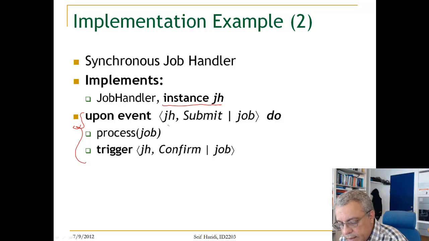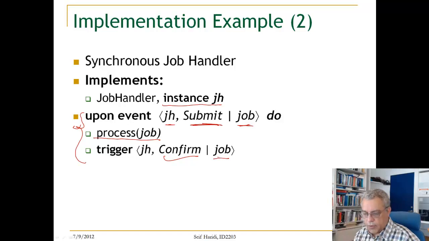if the instance job handler gets a submit event with a job, this is the argument, it will process the job and it will trigger again an event. This event is called confirm with a job. A very simple implementation. And in this implementation, you can see clearly that if process job always succeeds, every submit event will eventually produce an output event confirming it.